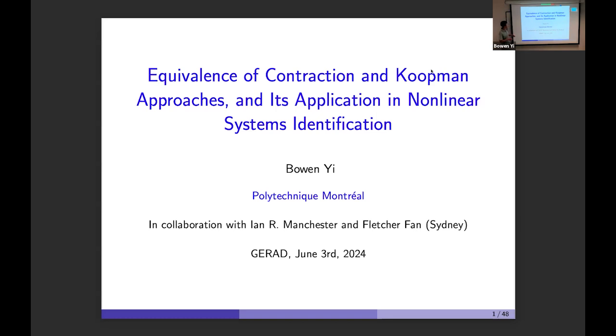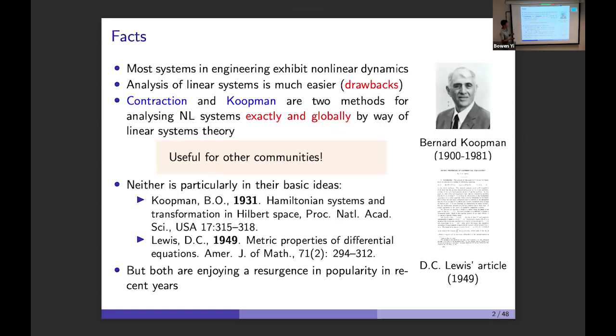Let's get started with some facts in control engineering. It's fair to say almost all systems in engineering are nonlinear, whether static or dynamical. And we know analysis of linear systems is much easier than the nonlinear case. So we can use a linear system to approximately get the behavior of the nonlinear one. For example, we can do first-order linearization by calculating the Jacobian matrices of the system, and this is widely exploited in control, filtering, and optimization.